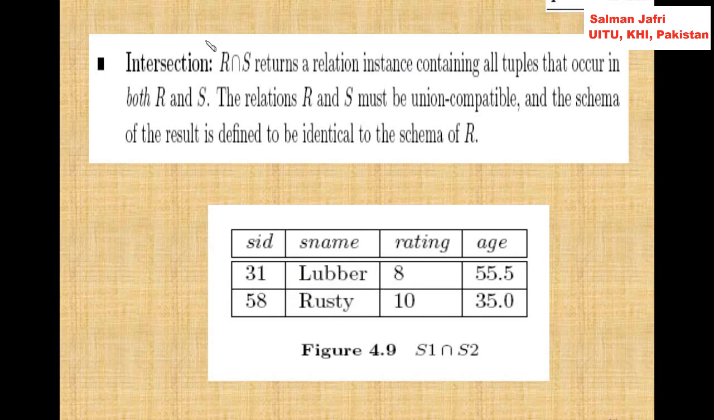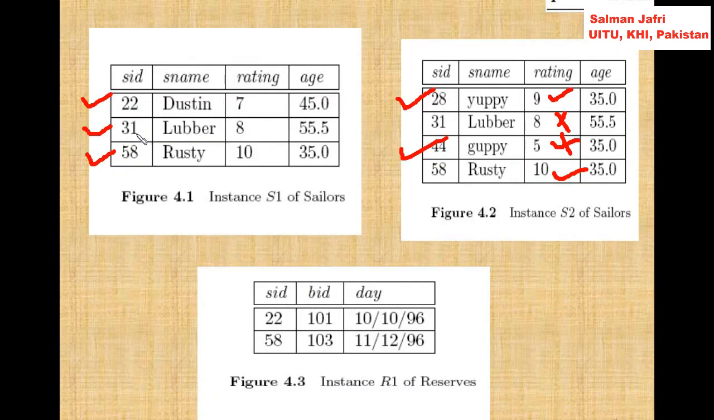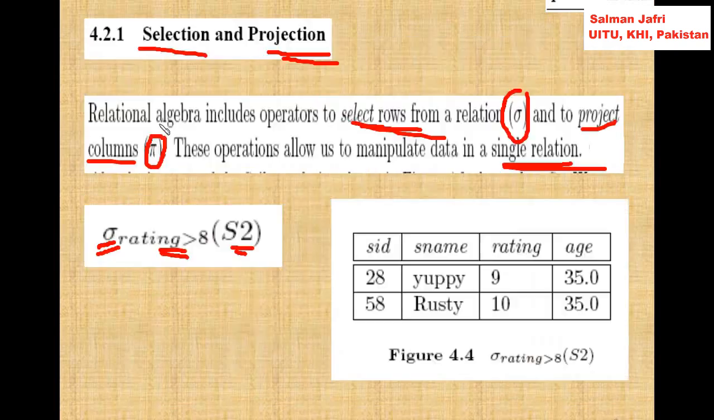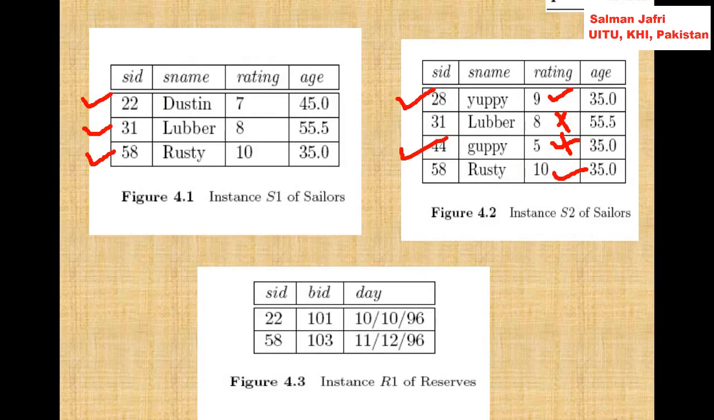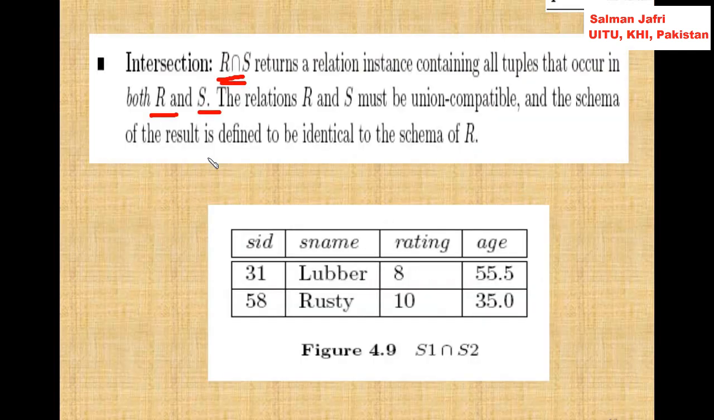Now let's look at intersection. R intersection S returns a relation consisting of all tuples that occur in both R and S. So what were the tuples in both R and S? Sorry, S1 intersection S2, right? So S1 intersection S2 would include Luba and Rusty, the 2 rows. So these are the 2 rows.